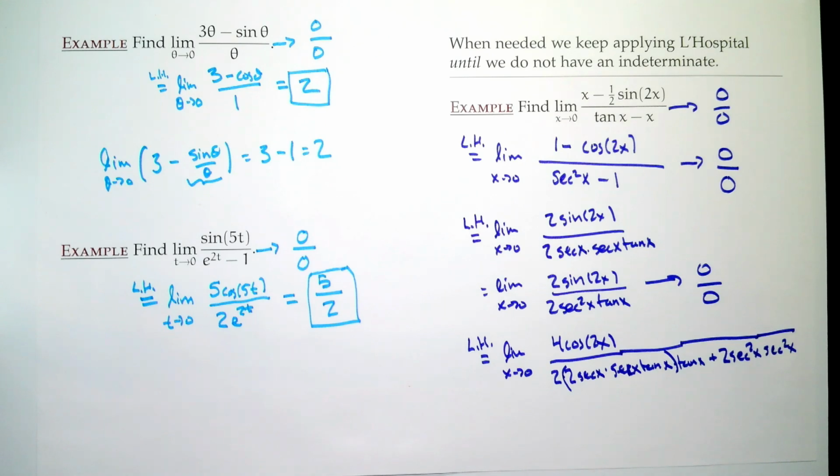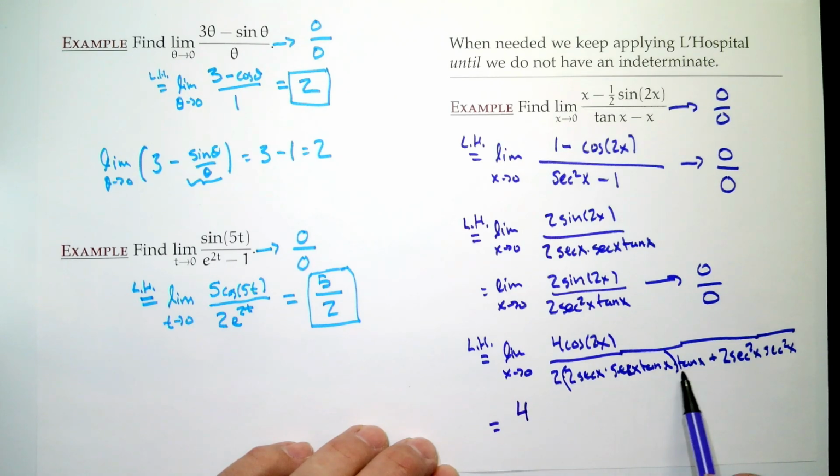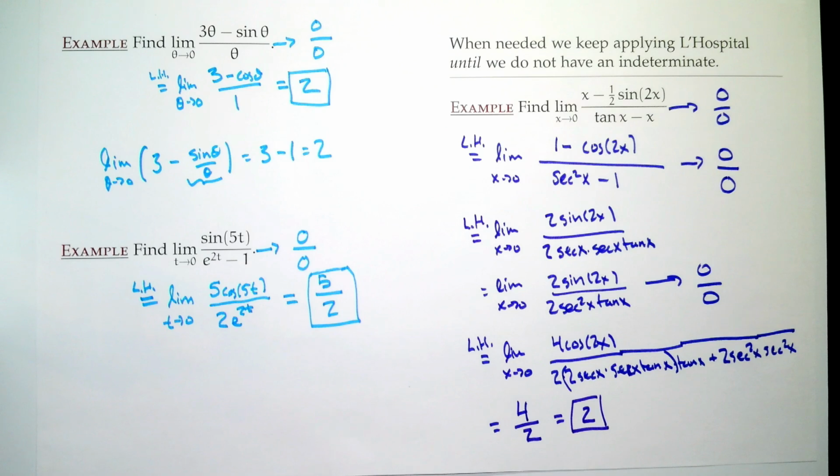All right, now, what happens? You plug it in. Upstairs, you get 4. Downstairs, well, the tangent of 0 is very useful. That means all that stuff goes away. Secant of 0 is still 1, which means you get 2. 4 over 2 is 2.